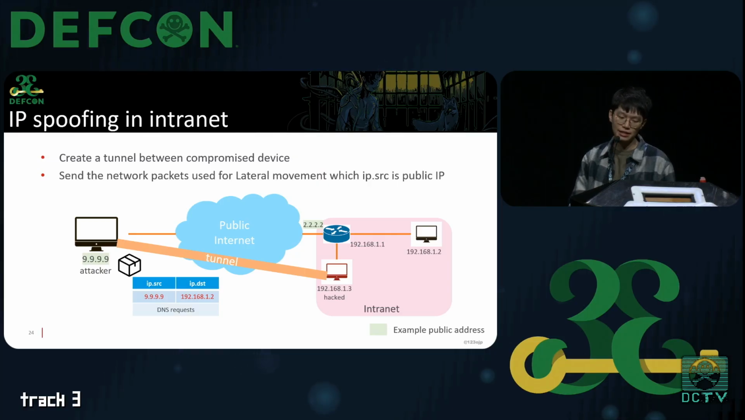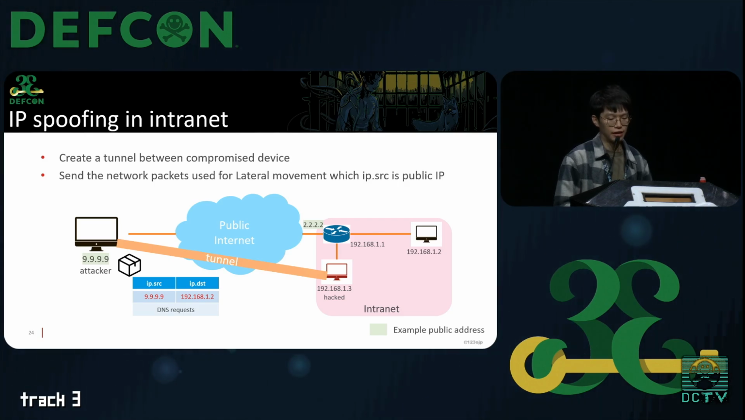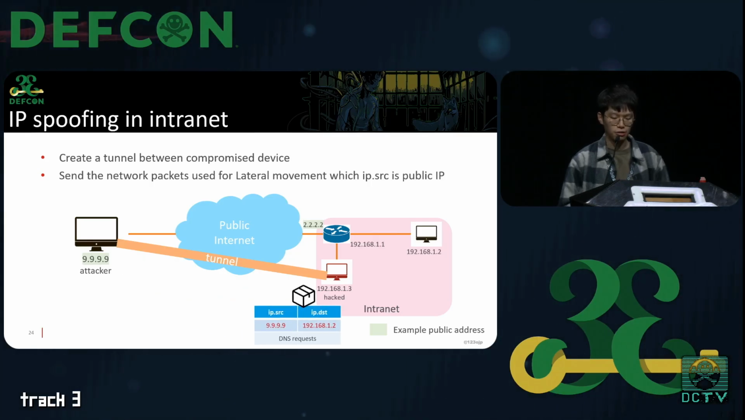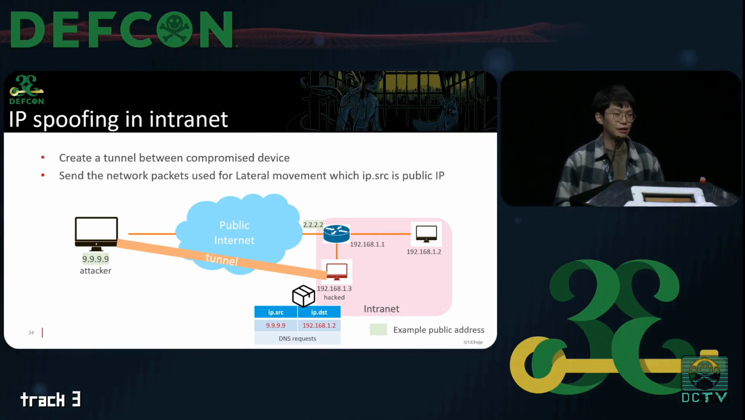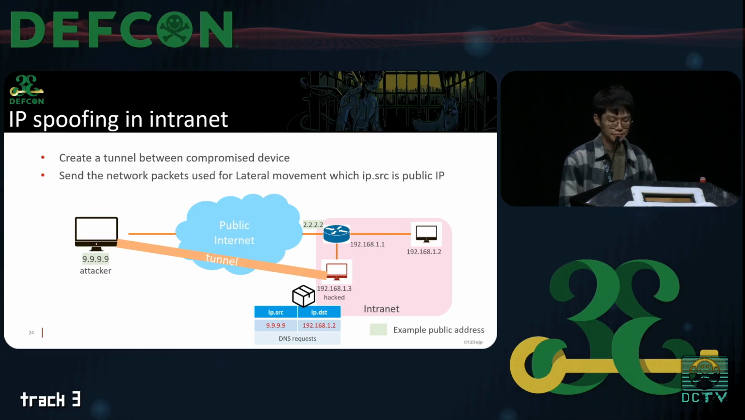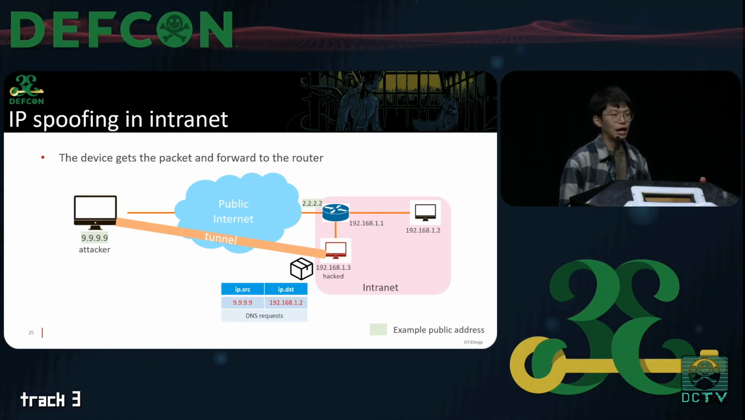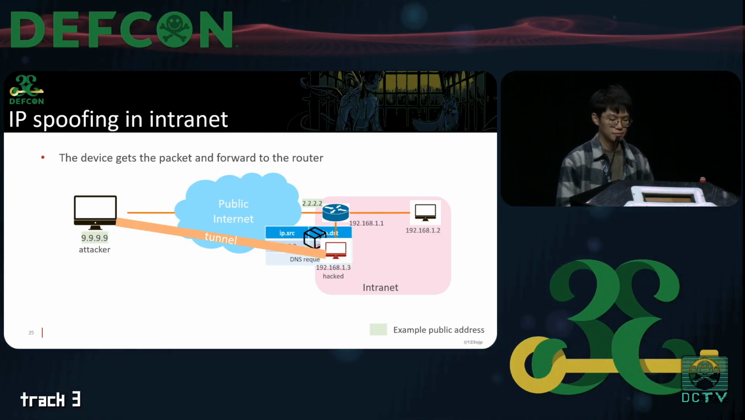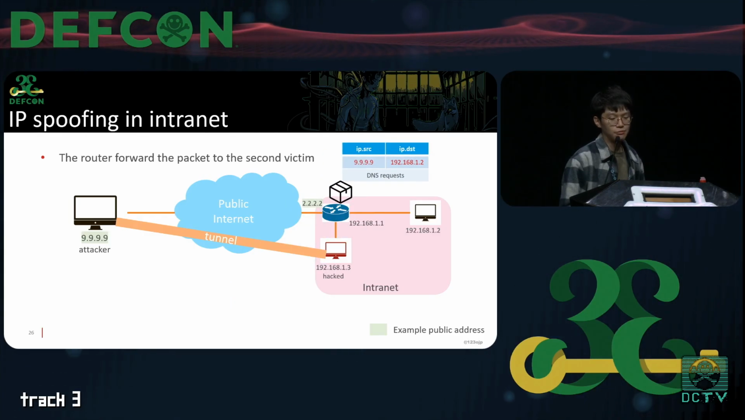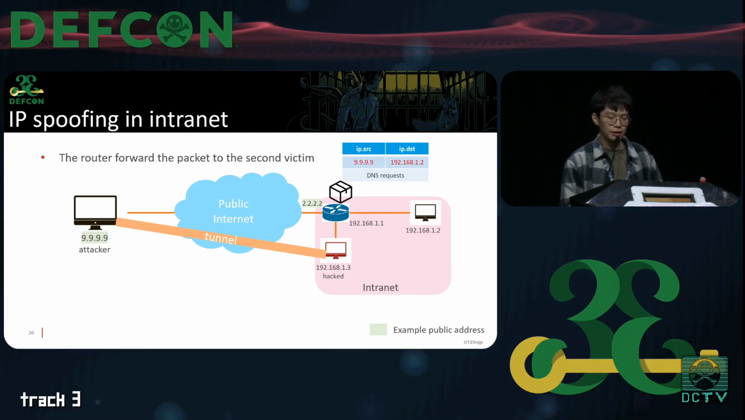Imagine a raiding scenario. The attacker hacked a company's device, like .1.3. It can create a tunnel between the C2 server and the compromised device. After that, it can create a DNS request through the tunnel, whose source IP is the attacker's public IP, which is 9.9.9.9. When the packet arrives at the compromised device, it will forward the packet to the company intranet router. After the router receives the packet, it will look up its routing table and forward the packet to the second victim.